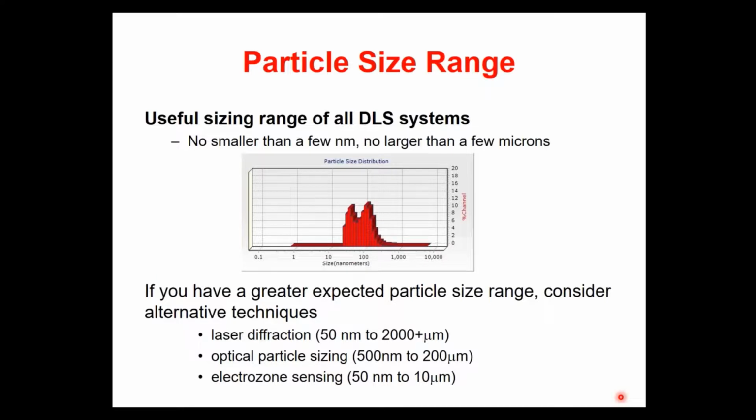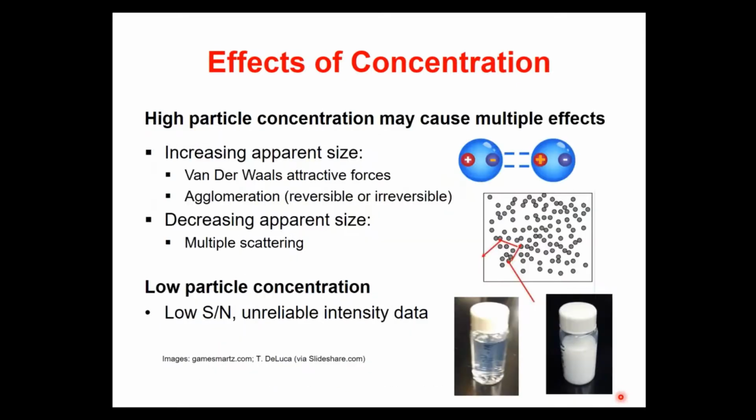If your particle size range is outside that of DLS systems, it's not going to be a good measurement. If you expect a greater particle size range up above maybe a few microns, consider other methods like laser diffraction or optical particle sizing, or even electrozone sensing. If you have high or low concentrations in your sample, you can see effects on your derived particle size.